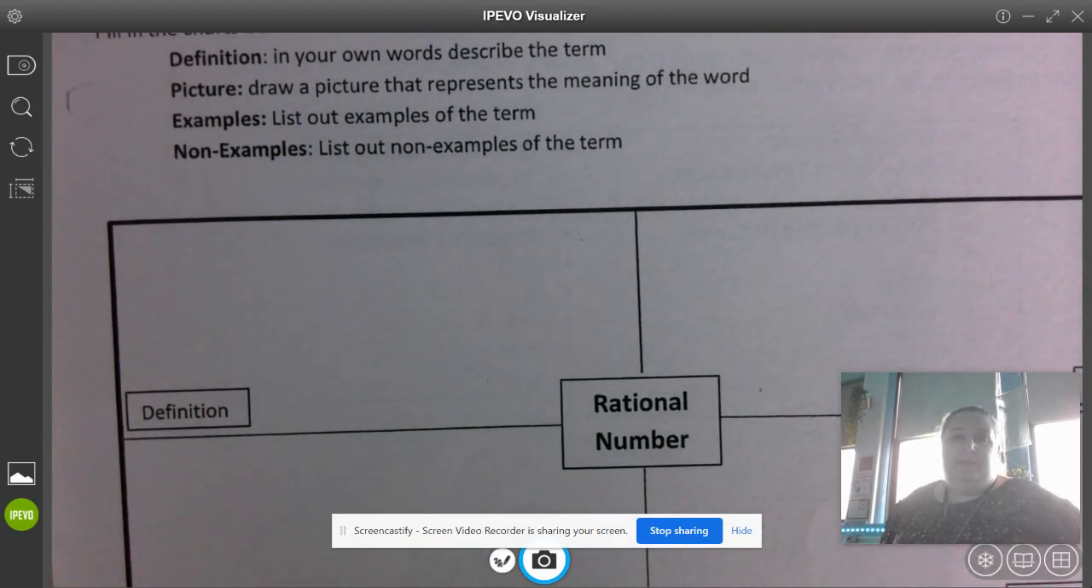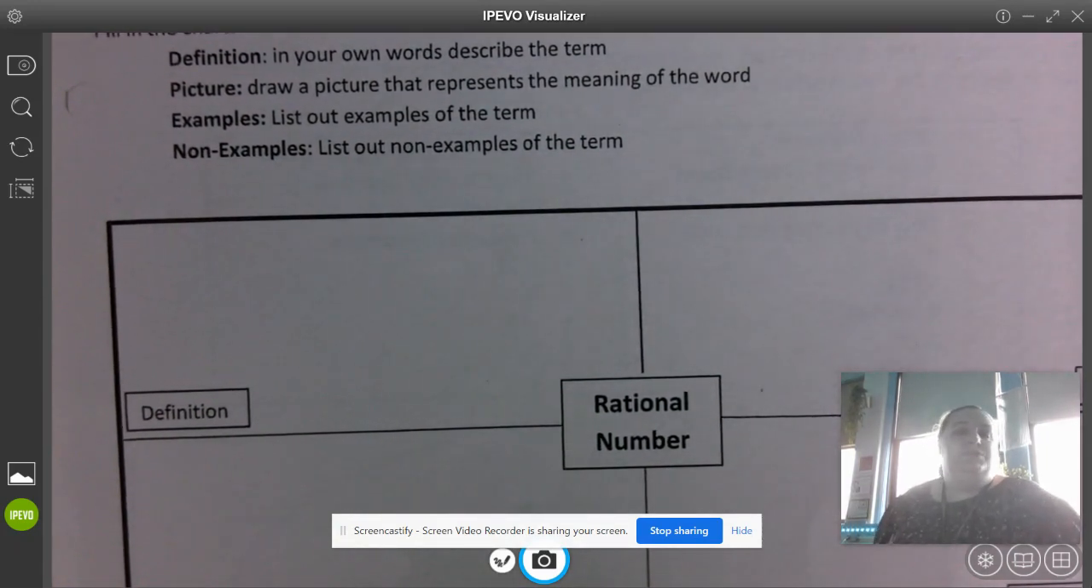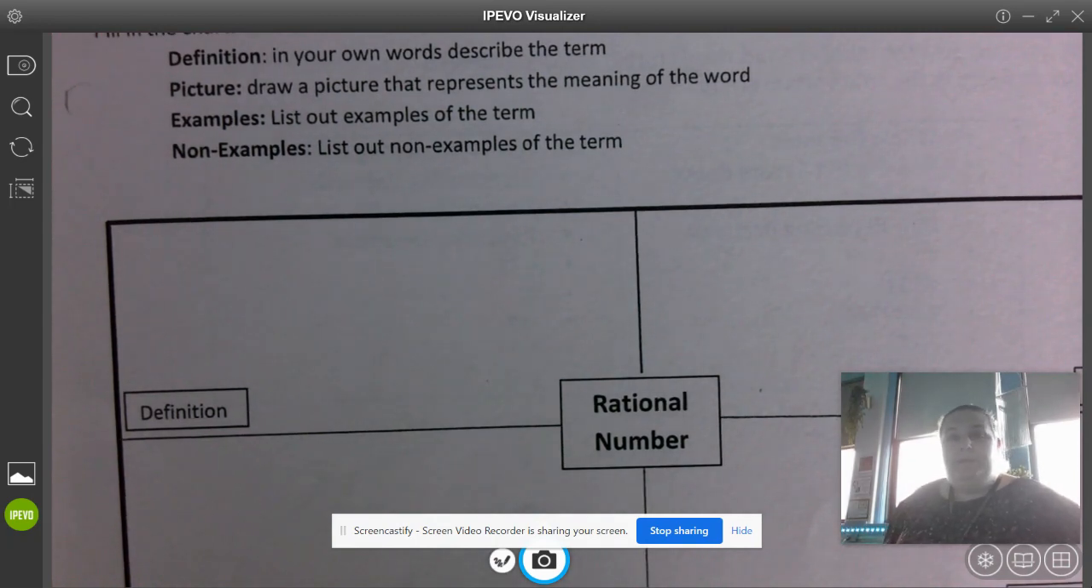So, our first unit for the year is the real number system, which is something you're familiar with. There are numbers you've been working with since you started working with math. We're going to focus today on the two main categories that make up the real number system.